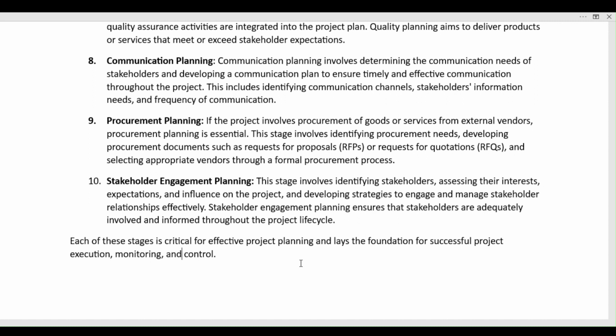The last one is stakeholder engagement planning. So this stage involves identifying stakeholders, assessing their interests, expectations, and influence on the project, and developing strategies to engage and manage stakeholder relationships effectively. Stakeholder engagement planning ensures that the stakeholders are adequately involved and informed throughout the project lifecycle.